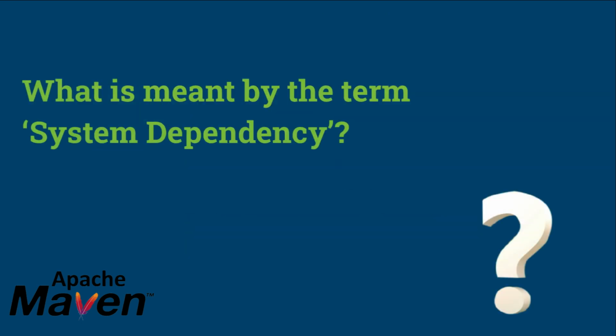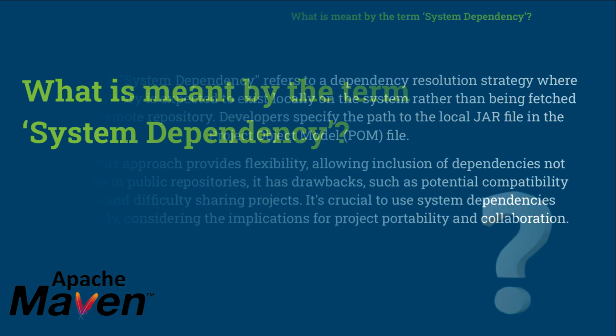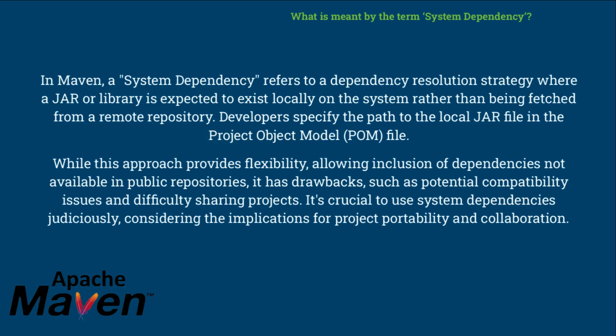Second question, what is meant by the term system dependency? In Maven, a system dependency refers to a dependency resolution strategy where a jar or library is expected to exist locally on the system, rather than being fetched from a remote repository. Developers specify the path to the local jar file in the project object model (POM) file.